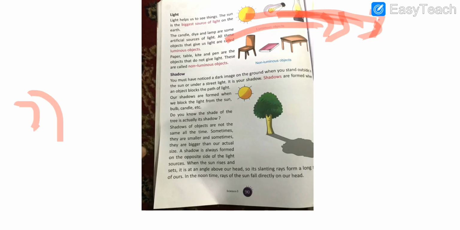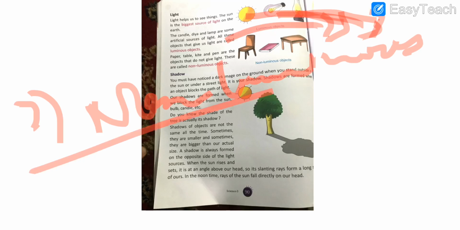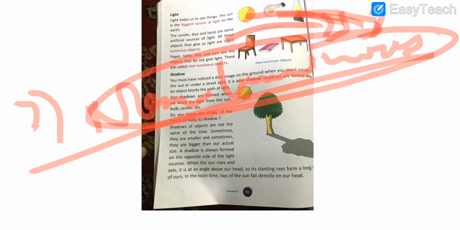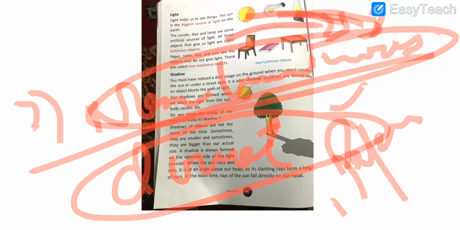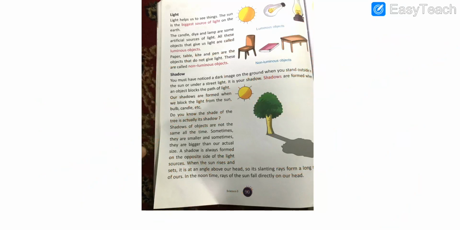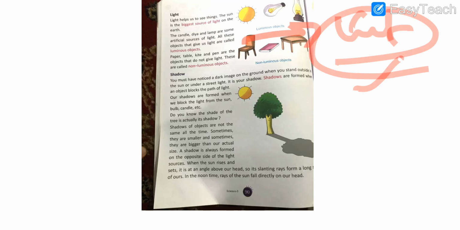Now, the second one, non-luminous objects. What is a non-luminous object? Students, non-luminous objects are those objects that do not give light. You can quote many examples of non-luminous objects that do not give us light, for example, paper. That is, the objects that do not give us light are called non-luminous objects, and those objects that give us light and help us to see are called luminous objects.